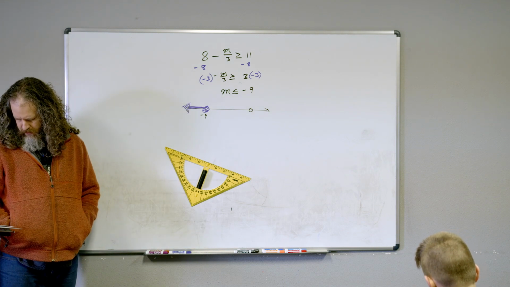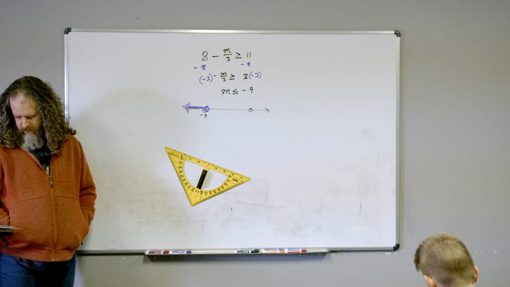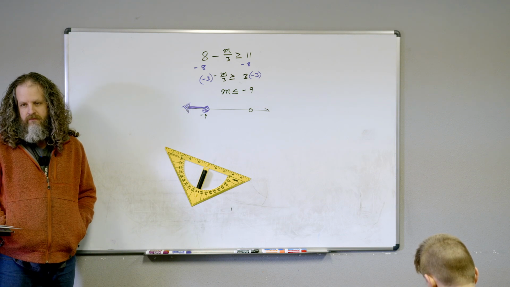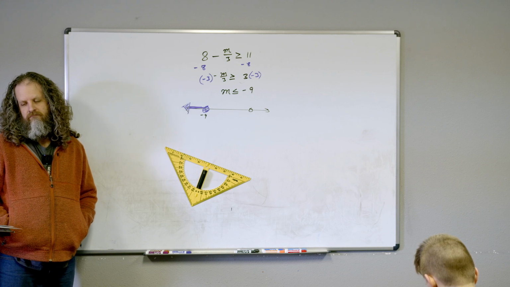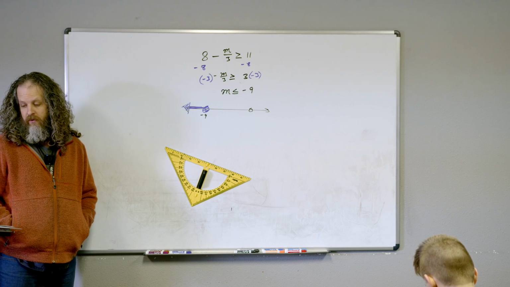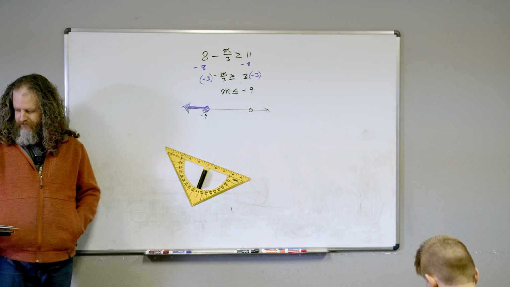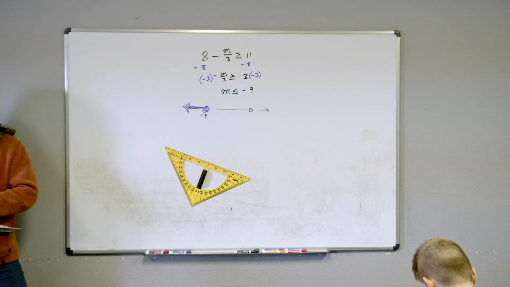Yeah, 1/3 C. When you divide by 1/3, that would be the same as multiplying by 3. Yep. All right, let's start talking about systems.